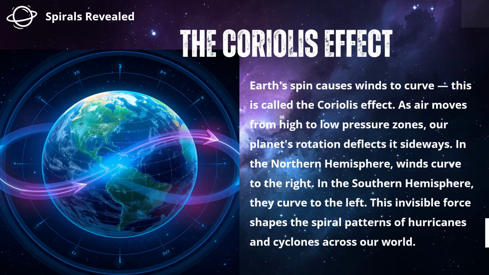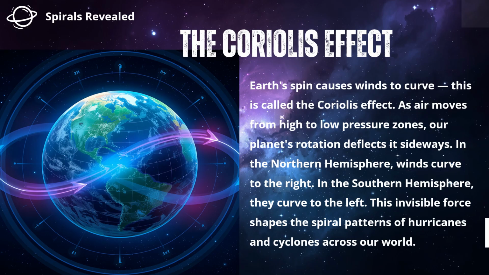This invisible force shapes the spiral patterns of hurricanes and cyclones across our world. Without the Coriolis effect, air would flow straight from high to low pressure. Instead, this deflection creates the rotating spiral arms we see in massive storm systems.